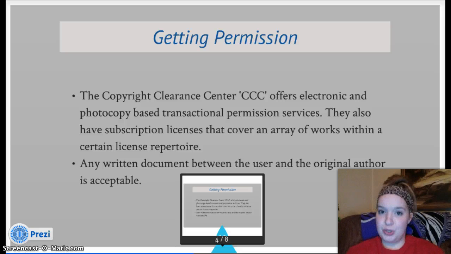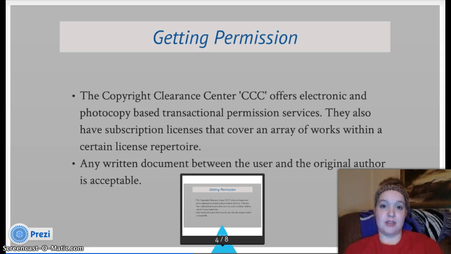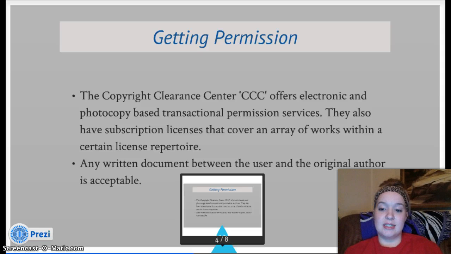So, how do you go about getting permission? If you know that you want to use a certain piece of work for something in your classroom, how do you do that? I think that's a fine line there, is that if more people knew how to go about actually getting permission, then maybe they would be more apt to actually do it.